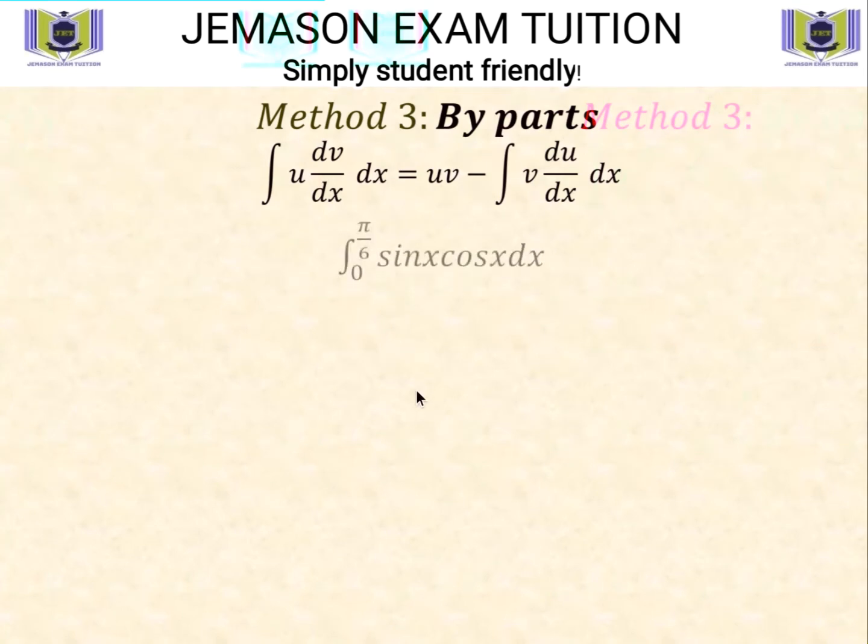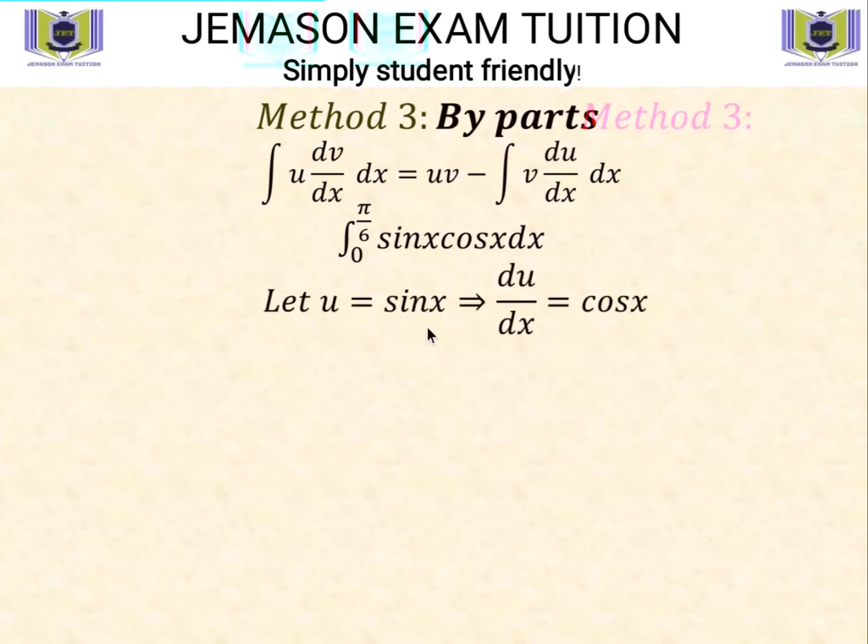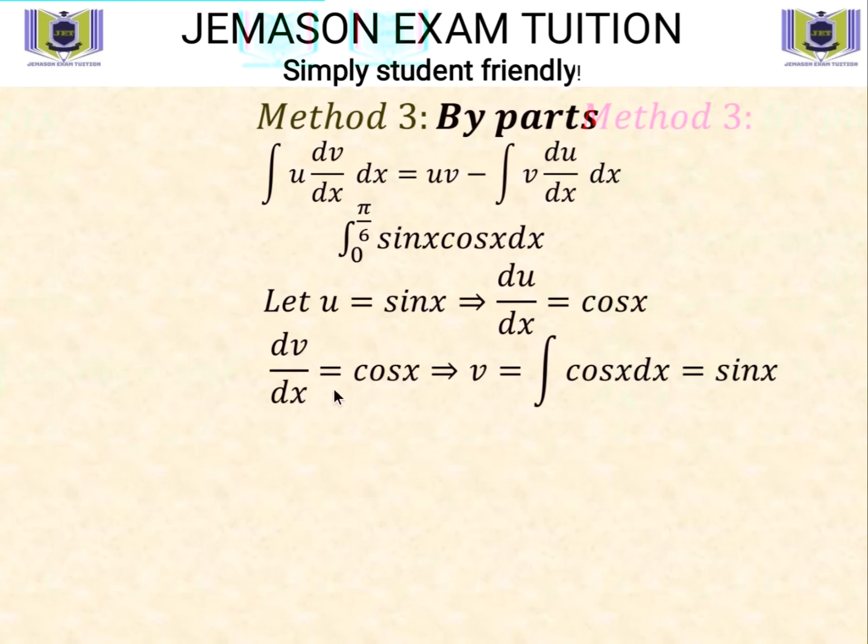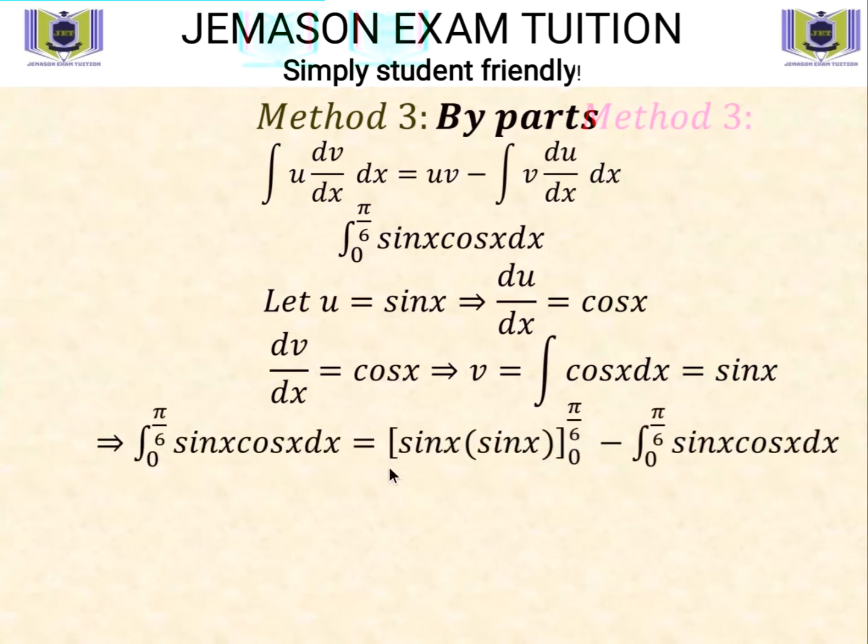So bringing our integral, we can then consider sine x as the u and cos x as the dv dx, or vice versa, because it will still work in both cases. If we let u be sine x, then du dx should be cos x, and further, if we let dv dx be cos x, then v should be the integral of cos x dx, which gives sine x. Bringing the formula, then we can substitute.